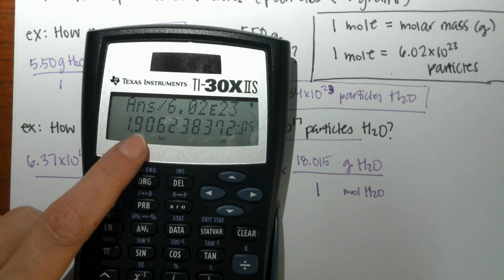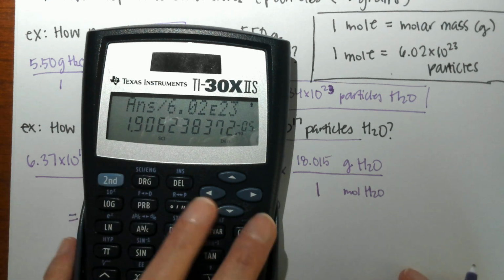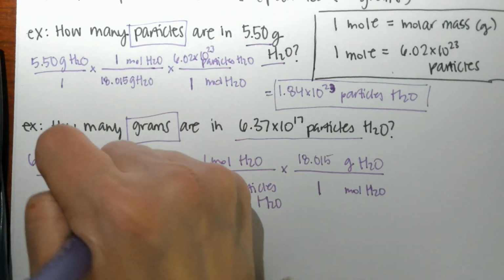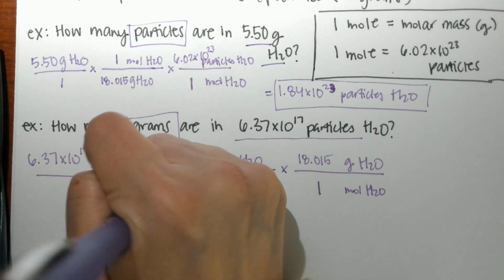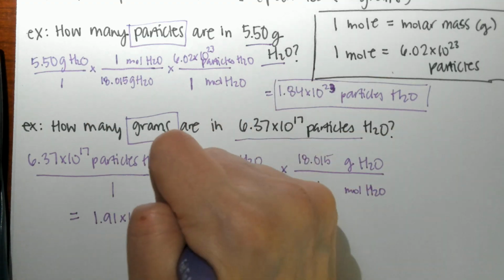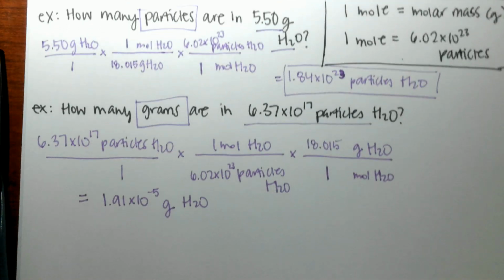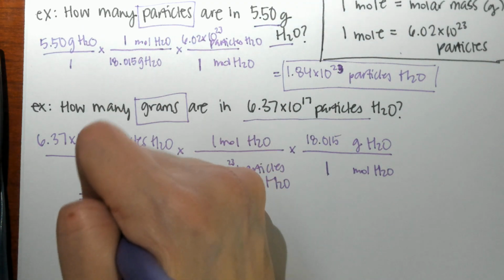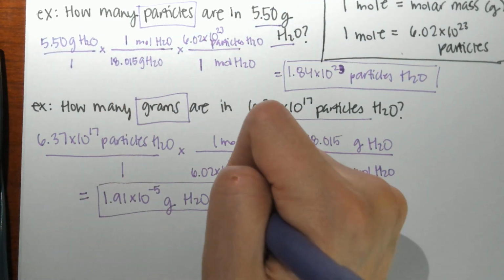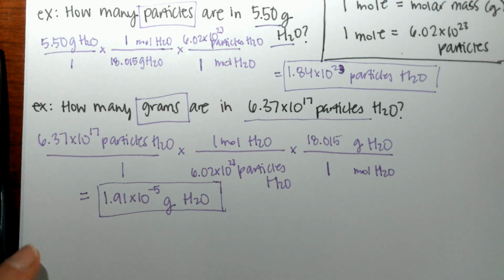I'm going to do it in hundreds place. 1.91 times 10 to the power of -5 grams of water. So that is a very small amount. Very, very small amount. But that is our final answer there.